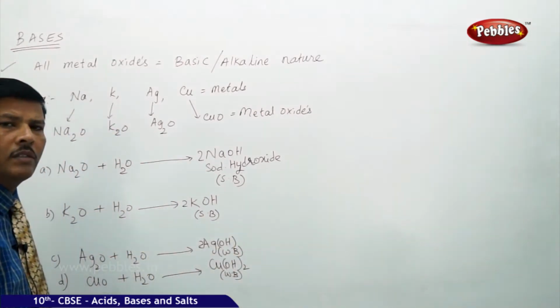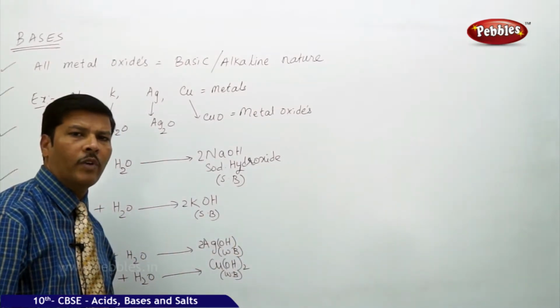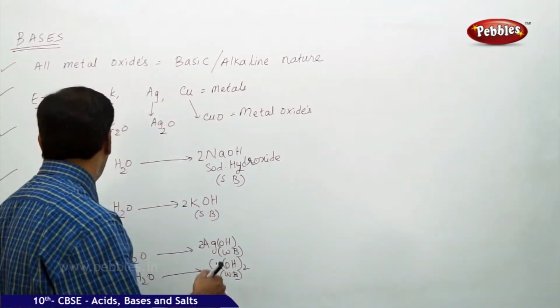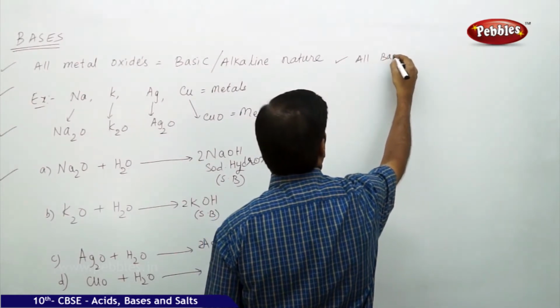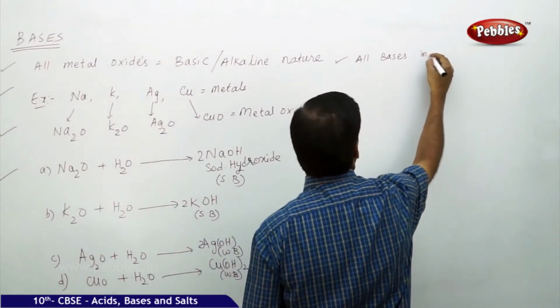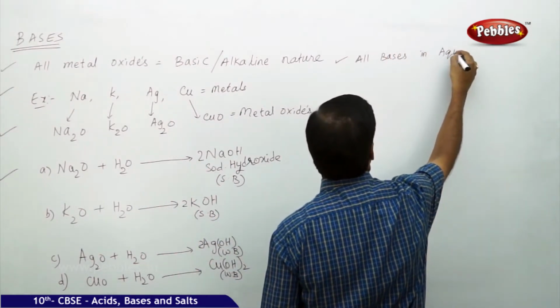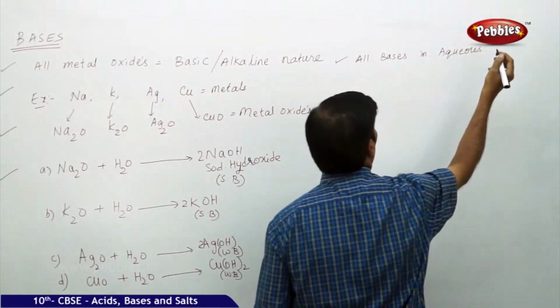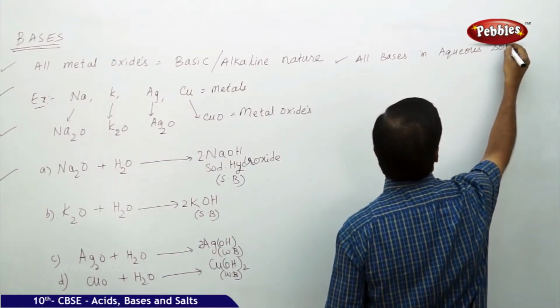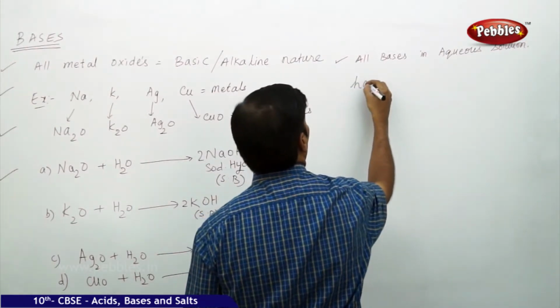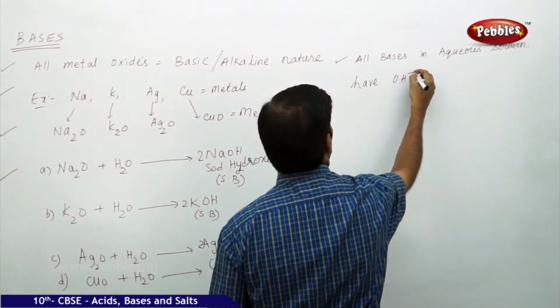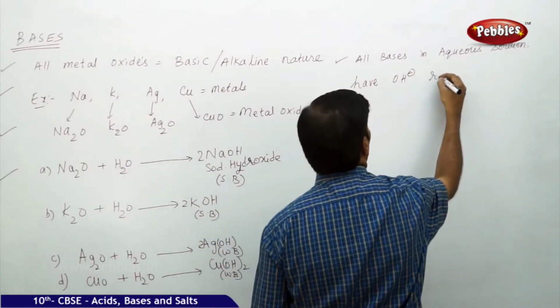So that means all bases definitely contain OH minus ions. If you want to give a conclusion, all bases in aqueous solution have OH minus ions released.